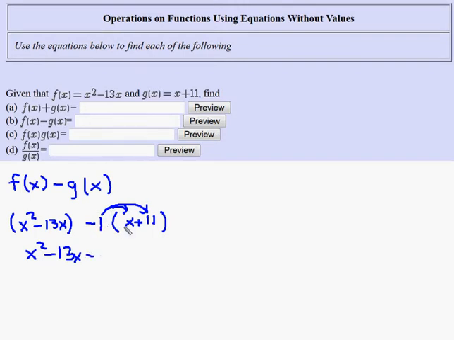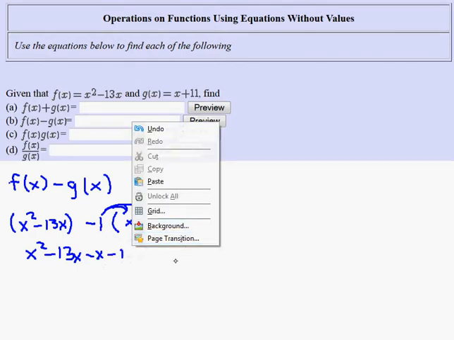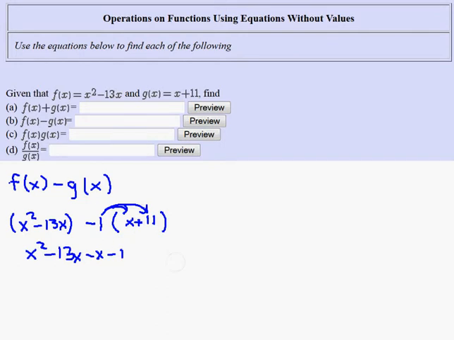Here I'm going to have a minus 1 times x is negative x, a minus 1 times 11 is negative 11. And again, your teacher might not give you full credit unless you simplify your answer. So negative 1 times 11 was negative 11, and I'm going to combine the middle terms here because they're like terms. A negative 13x and a minus x is minus 14x.